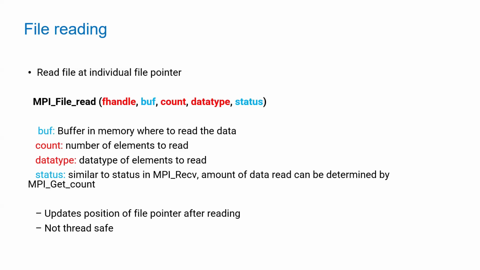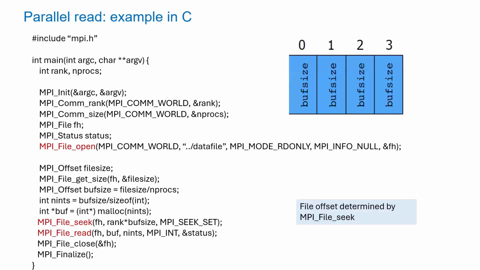And then it's a status. Status is MPI_Status, similar to other general MPI receive and count, all those types of things. So this basically needs to keep an updated position of the file pointer for reading. And this is not thread safe. And well, this basically uses the default offset defined by the seek command. So we'll talk a little bit about the thread safe thing later.